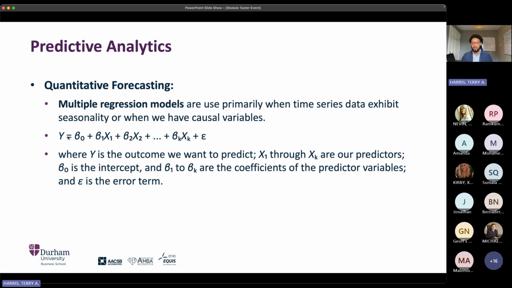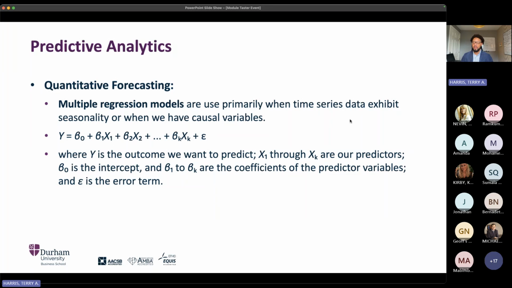The left-hand side is the outcome Y that we're trying to predict. On the right-hand side, we have essentially the predictor variables or the independent variables. Again, we have an intercept, beta 0 or B0, and the various slope coefficients, B1, B2, up to Bk, that are associated with the X variables. These are the independent variables or the predictor variables.